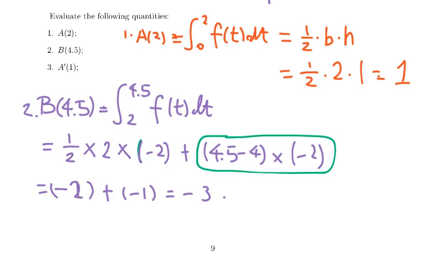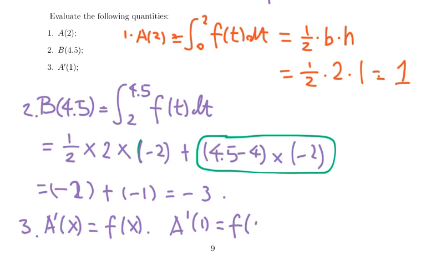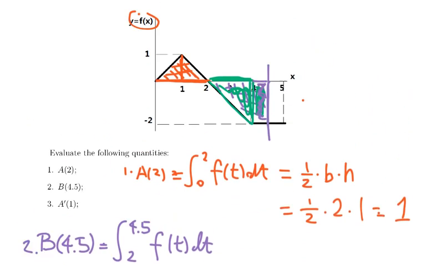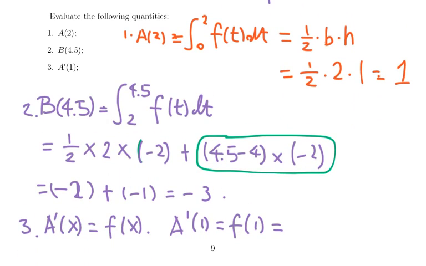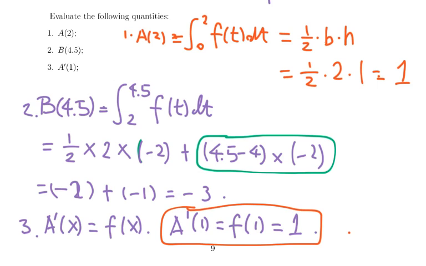Then finally, to find A'(1), we firstly find A'. By using the fundamental theorem of calculus, we can see that A'(x) is just f(x). So if we want to evaluate A'(1), it is equivalent to evaluate f(1). If we look at the graph, the function value of f when x is equal to 1, it is 1. So f(1) equal to 1, that means A'(1) is also 1. So this is the final result.